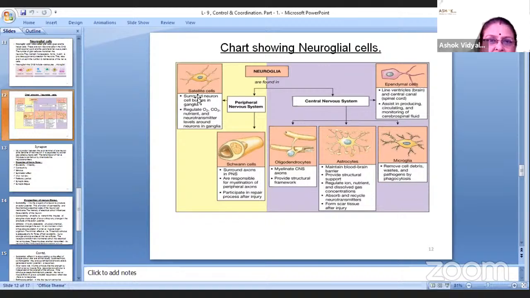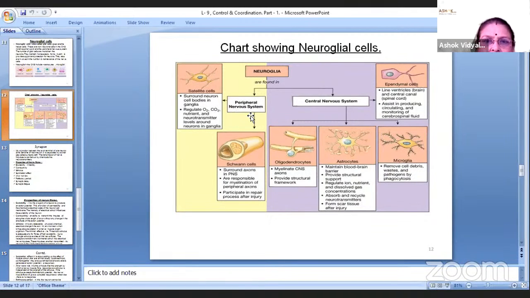One is the satellite cells. Okay. What is its function? Its function is it surrounds neuron cell bodies in ganglia. Okay, it regulates oxygen, carbon dioxide, nutrient and neurotransmitter level around neurons in the ganglion. So it is present around the cell bodies in the ganglion. Which cells? Satellite cells, right?